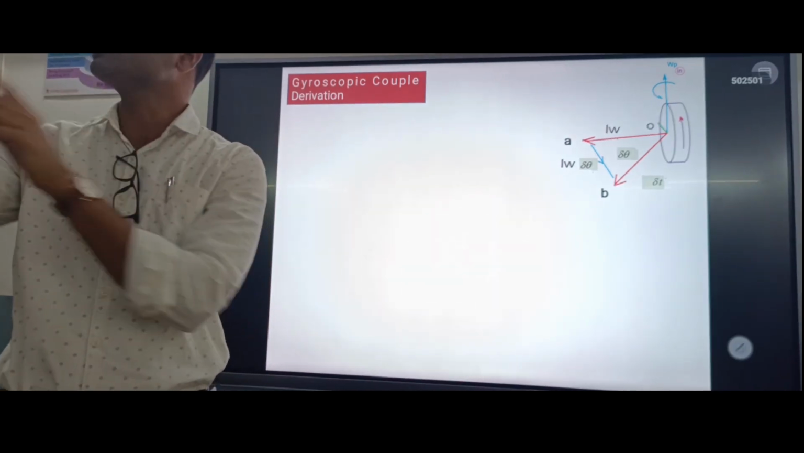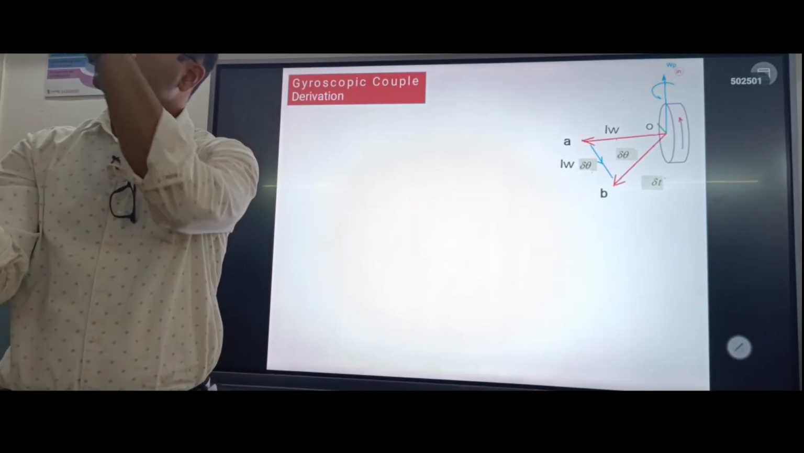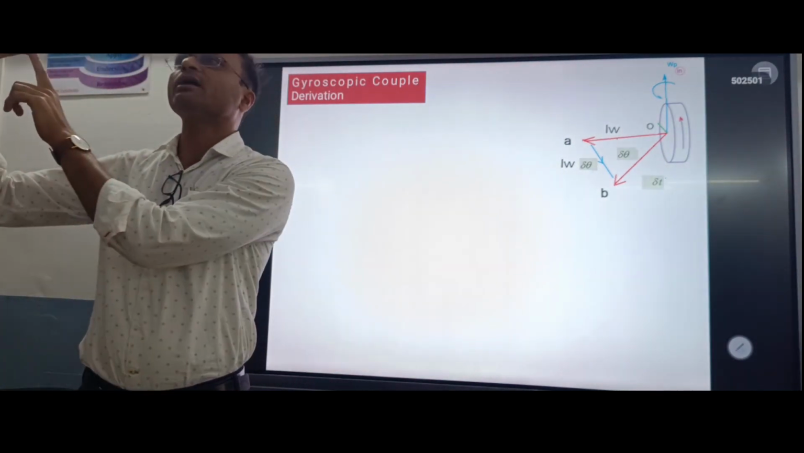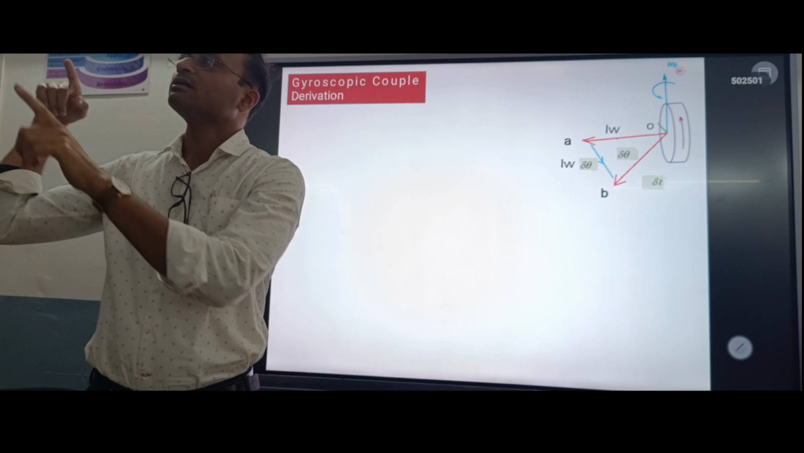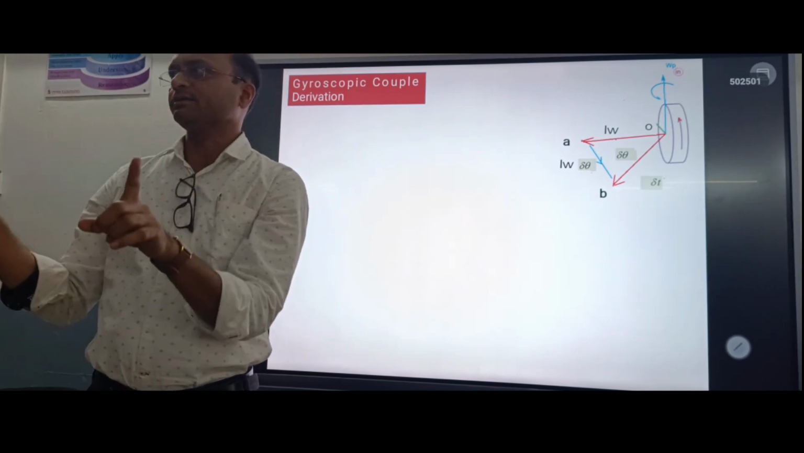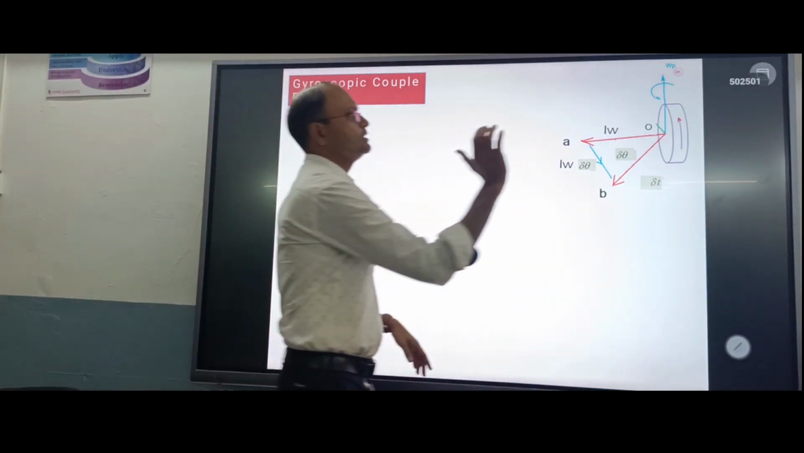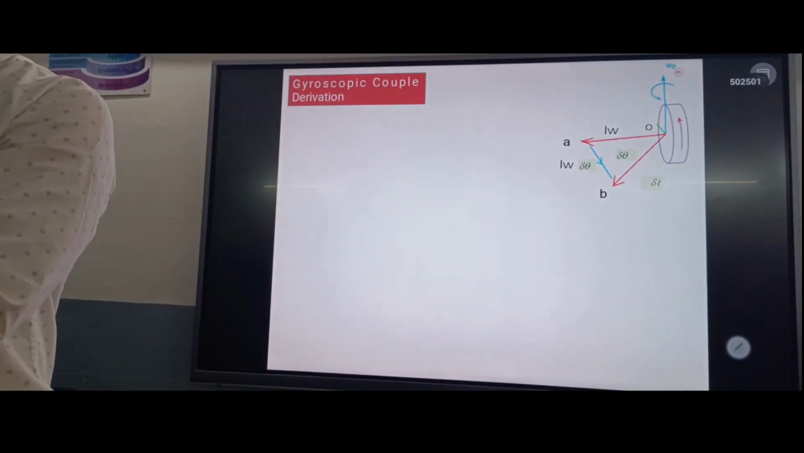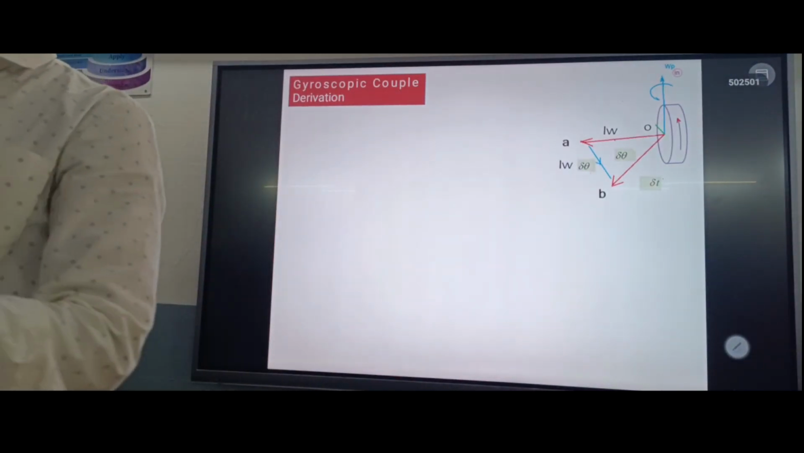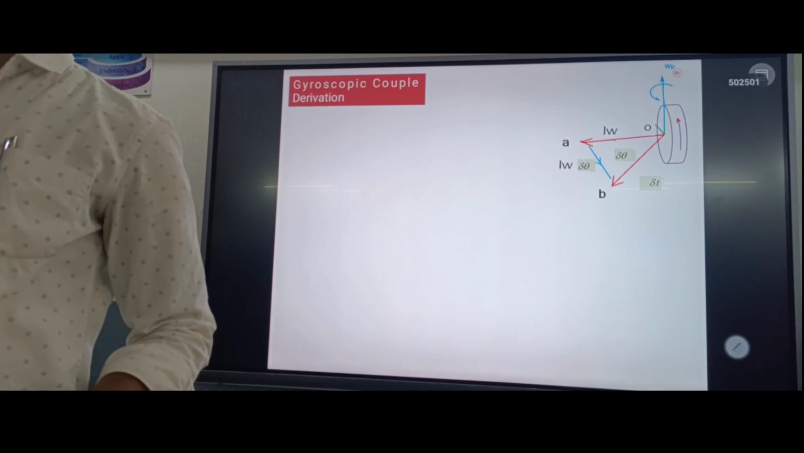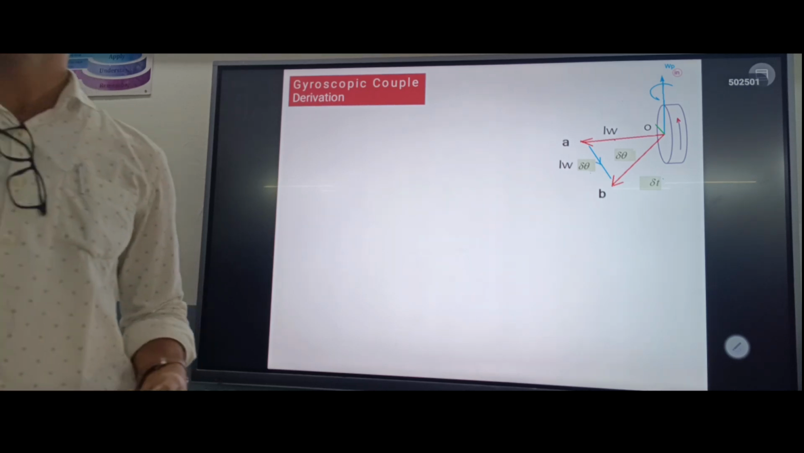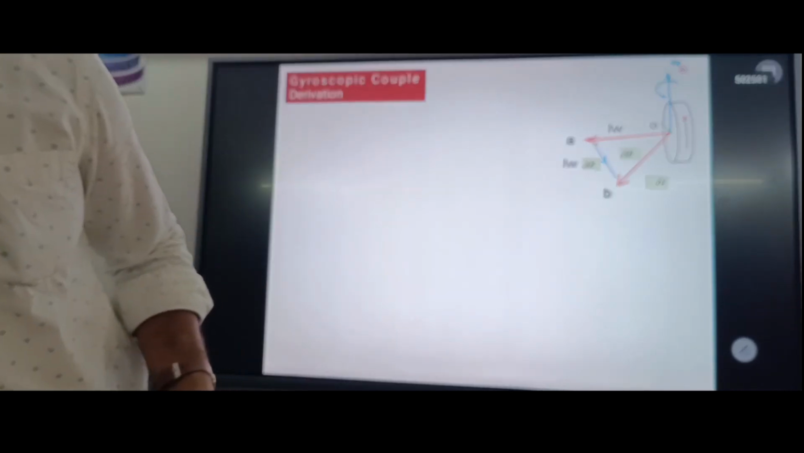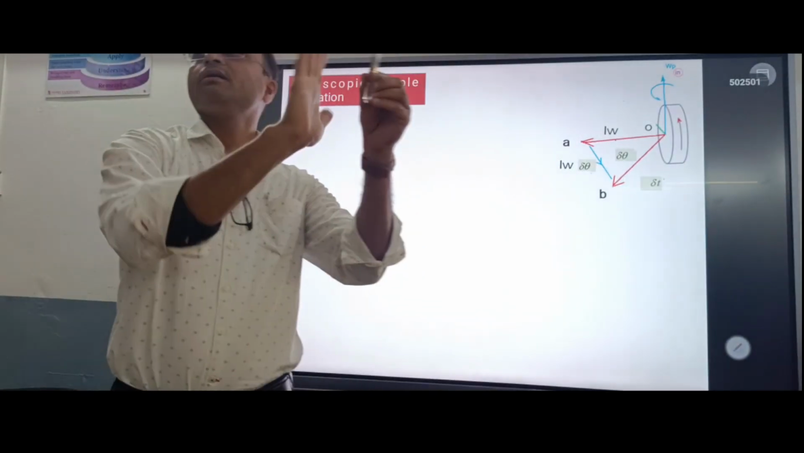What is the requirement? How should the rotation be? The direction of rotation is denoted by the fingers. What does the thumb indicate? The direction of the vector. Okay, so now in this case, the disc is rotating like this. Is anyone having that ring? With this you will understand better. Okay, thank you. See, assume this as a disc.